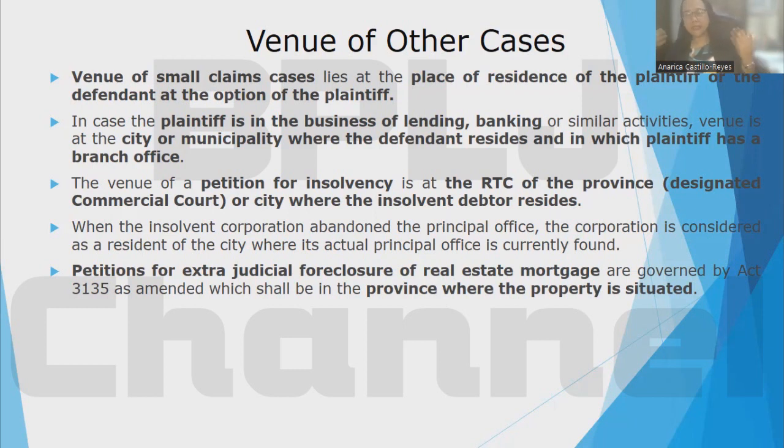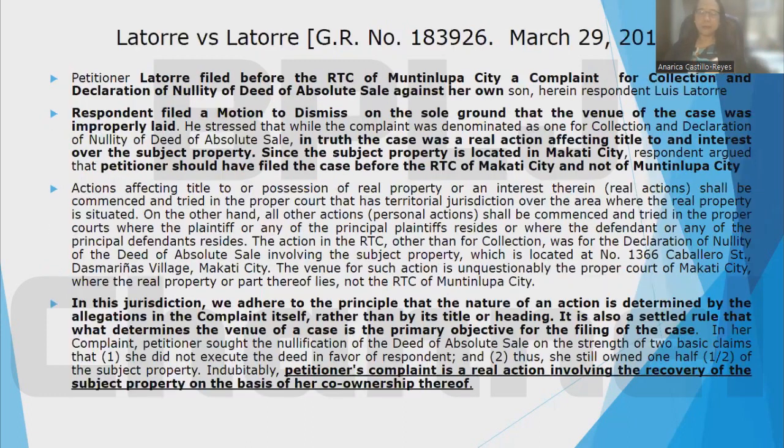However, if there are stipulations, restrictive stipulations on venue, then that restrictive stipulation will govern. And if there is a law providing otherwise, such as in these cases, for small claims, for insolvency, for extrajudicial foreclosure of real estate mortgages, this will govern and not the general rules on venue. Okay, La Torre versus La Torre.